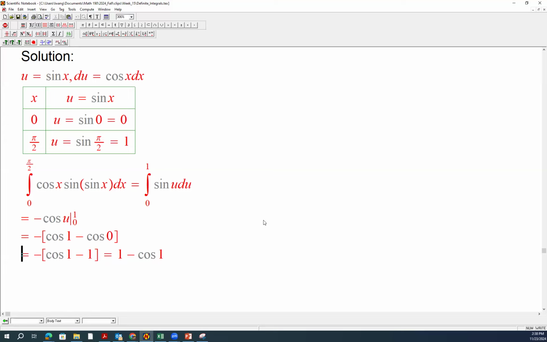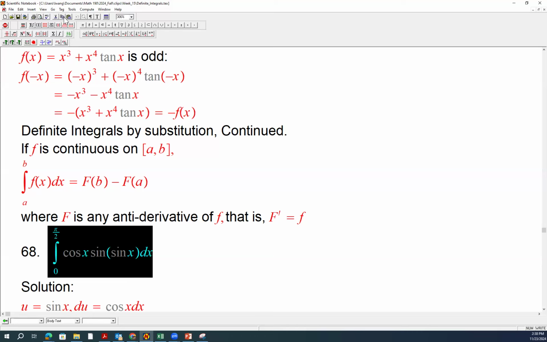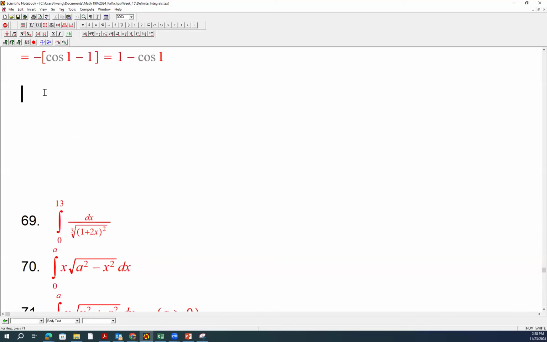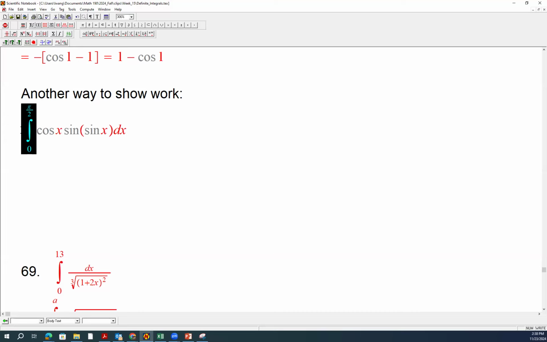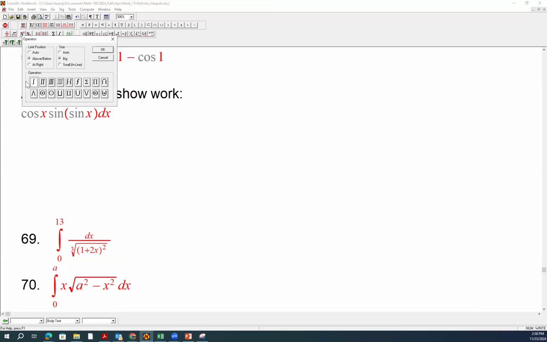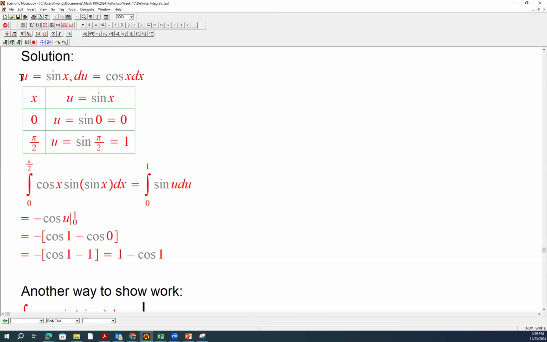The other way to show work is to work this part as an indefinite integral. Instead of having this part, we remove it and replace it with just an indefinite integral. So basically, we're trying to find an antiderivative, and then use the antiderivative and the fundamental theorem of calculus part 2 on the second part. So our first step is to find the antiderivative.